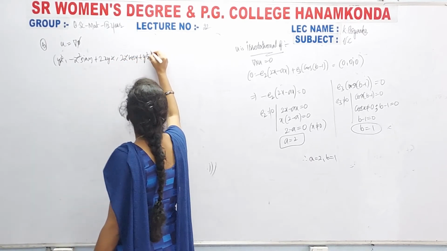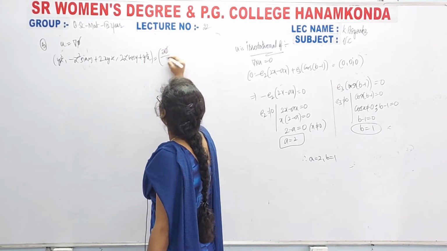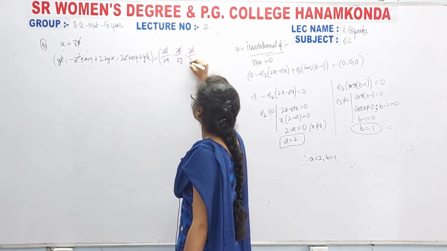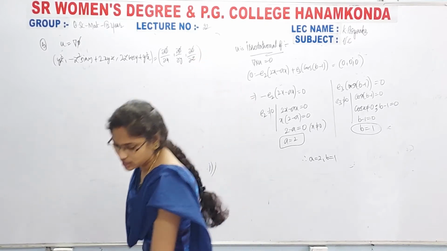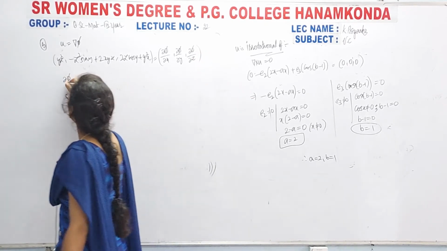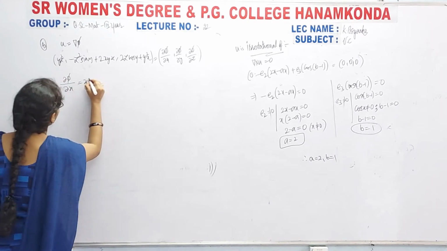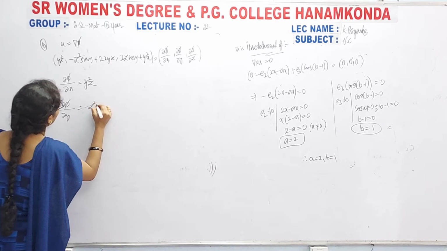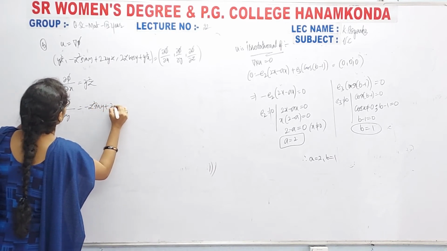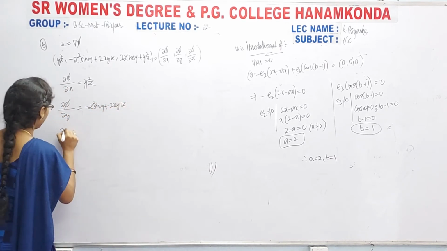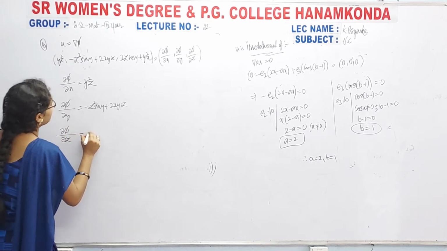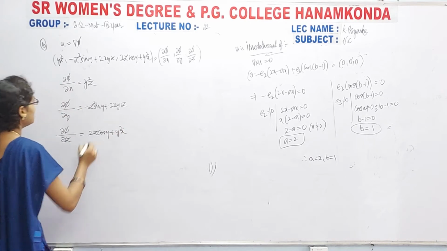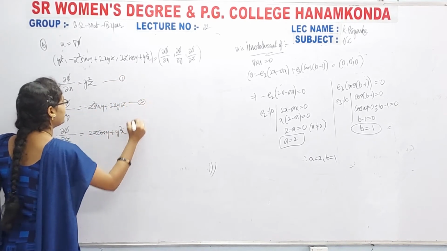y square x), which is equal to (dou pi by dou x, dou pi by dou y, dou pi by dou z). Now I am comparing on both sides. Then what we get? Dou pi by dou x is equal to y square z. Now dou pi by dou y is equal to minus z square sin y plus 2xyz. Now dou pi by dou z equal to 2z cos y plus y square x. So these are equation numbers 1, 2, 3.